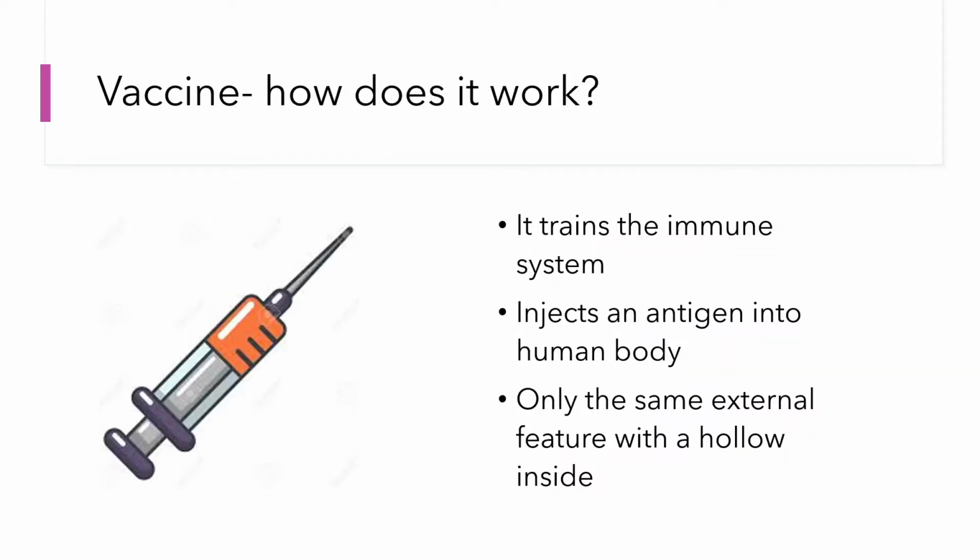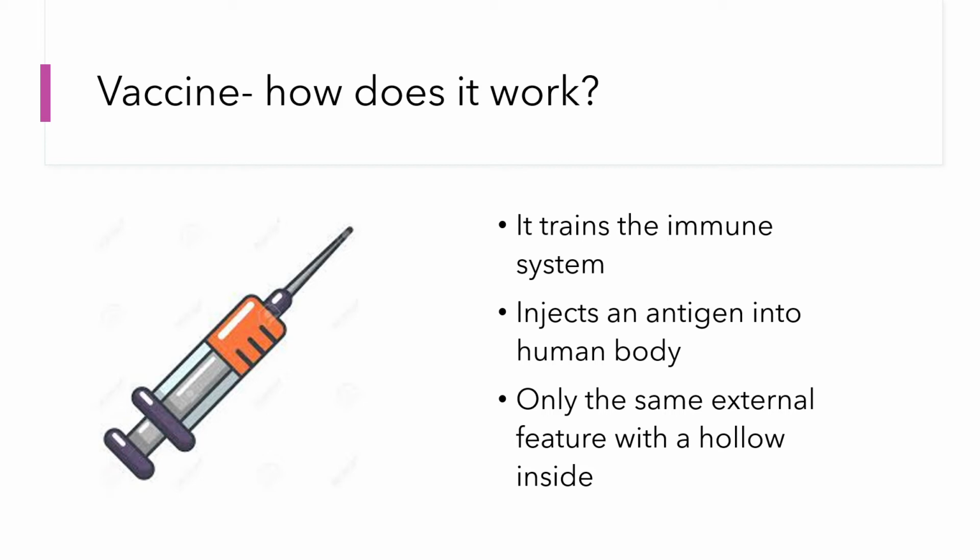A vaccine trains the immune system to recognize a pathogen and combat it. To do so, a vaccine injects a certain molecule from the pathogen, called an antigen, into the body to trigger the immune system to respond. The injection has only the same external features of the antigen, but with a hollow inside, so it is safe for the human body.